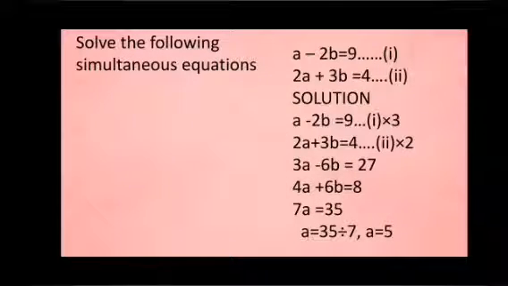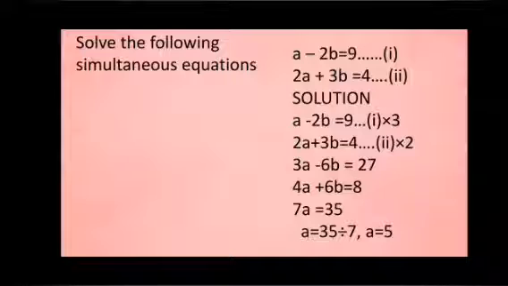We take another example. Solve the following simultaneous equations. A minus 2b is equal to 9, our equation 1. 2a plus 3b is equal to 4, our equation 2.